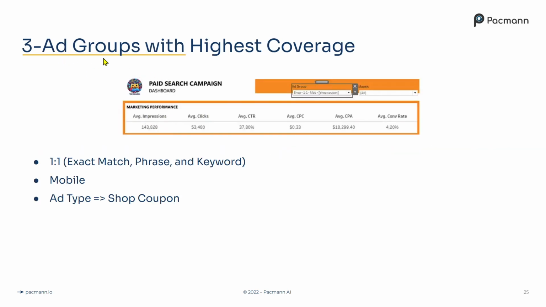The next one is the ad groups with highest coverage. Highest coverage means that the average impressions and average clicks are the highest amongst all other ads. So we can see that the ads with exact match phrase and keyword, which is one by one, that are being shown on mobile with an ad type of shop coupon, got the highest coverage compared to other ads.